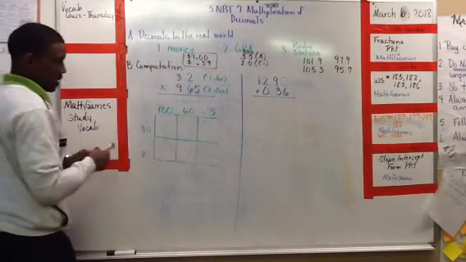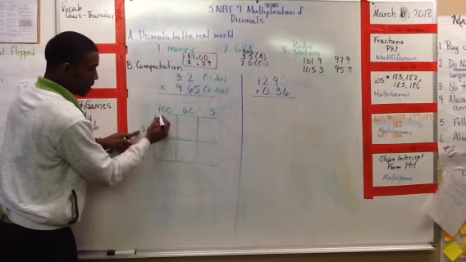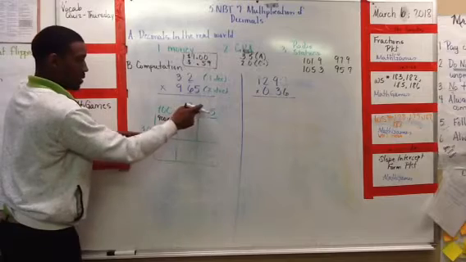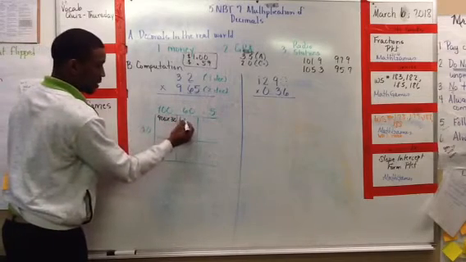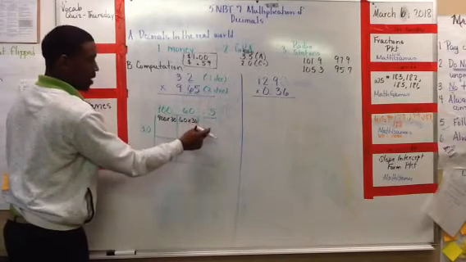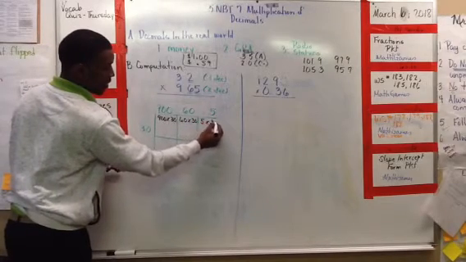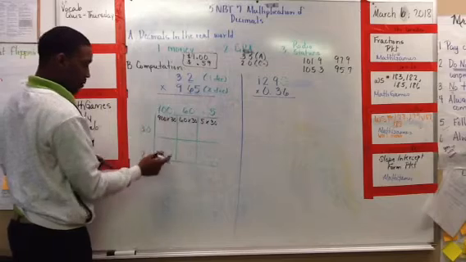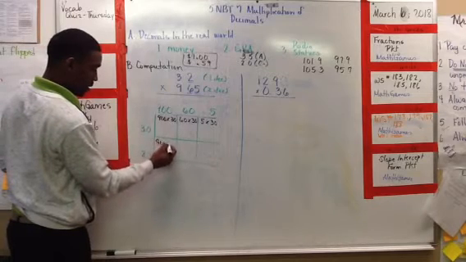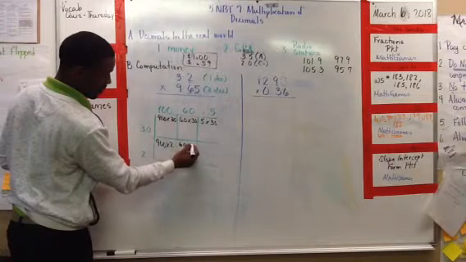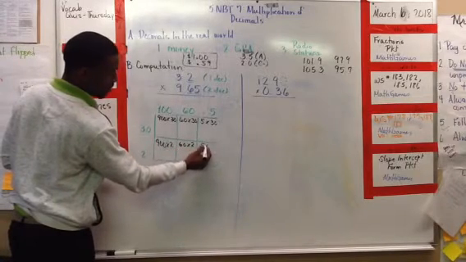Right here, I do 900 times 30. Here, I do 60 times 30. Here, I do 5 times 30. Here, I do 900 times 2. Here, I do 60 times 2. And here I do 5 times 2.